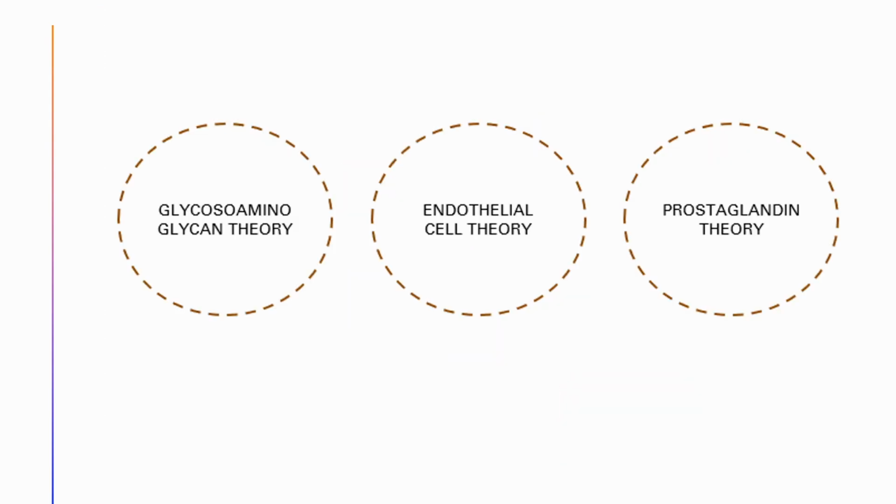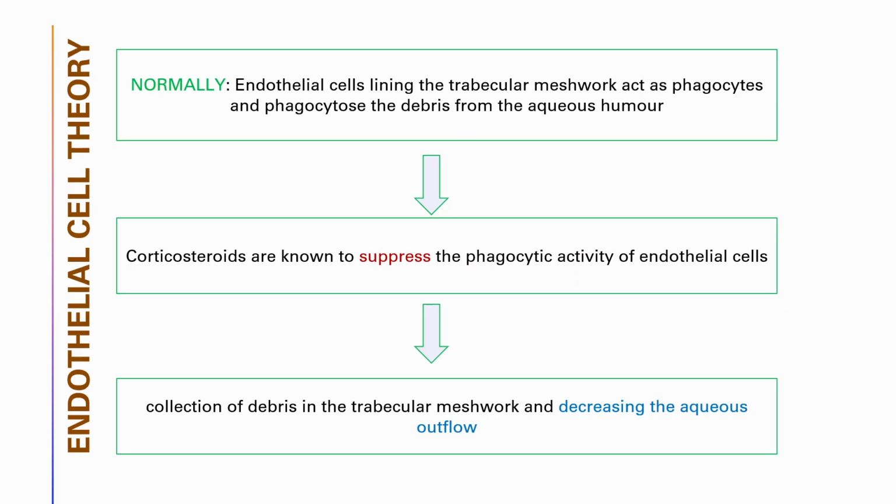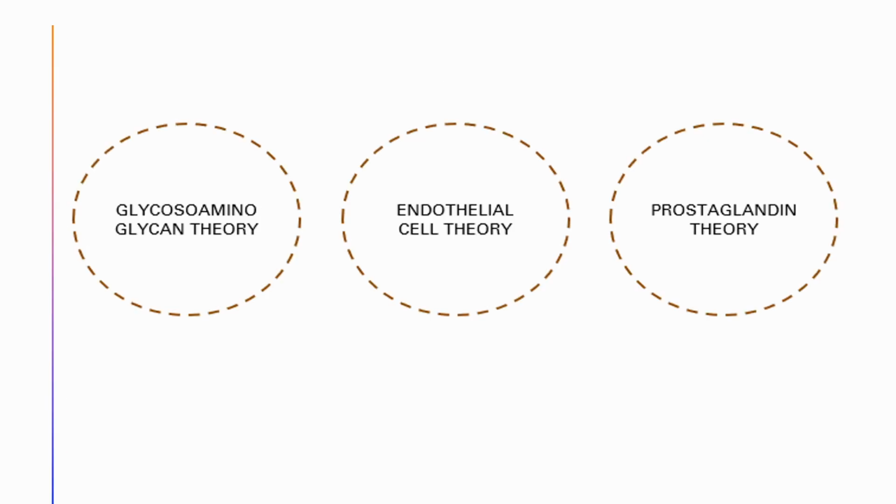Coming to endothelial cell theory, normally the endothelial cells lining the trabecular meshwork act as phagocytes and they phagocytose the debris from the aqueous humor. But corticosteroids suppress this phagocytic activity of the endothelial cell and can lead to collection of debris in the trabecular meshwork and decrease the aqueous outflow.